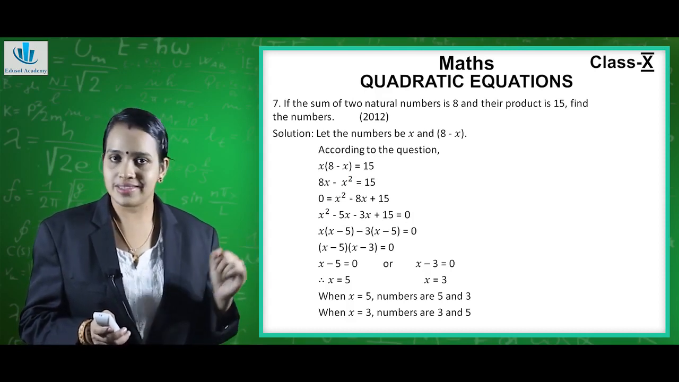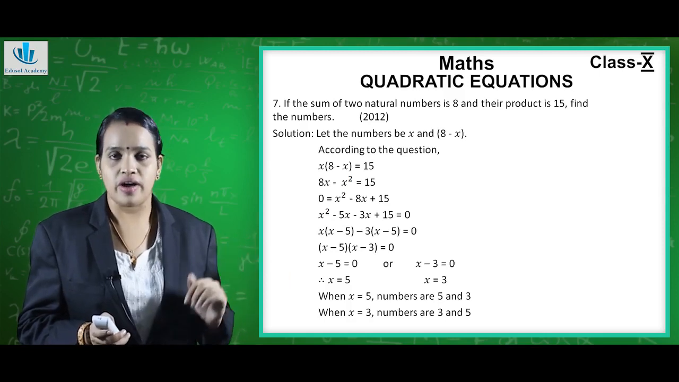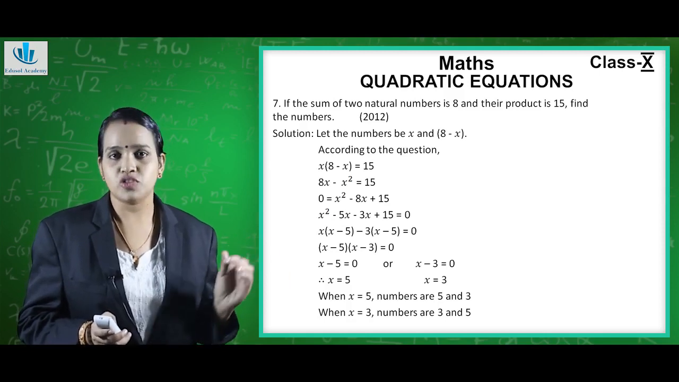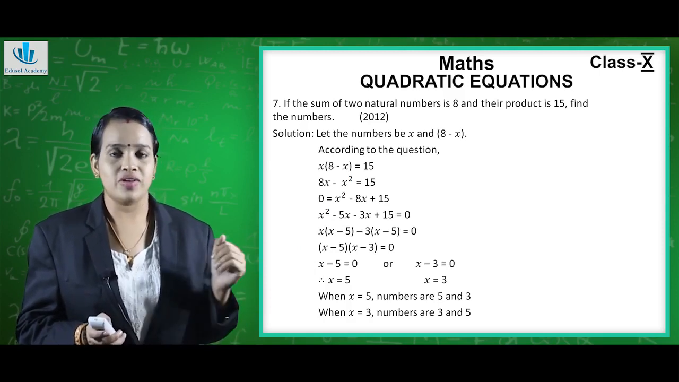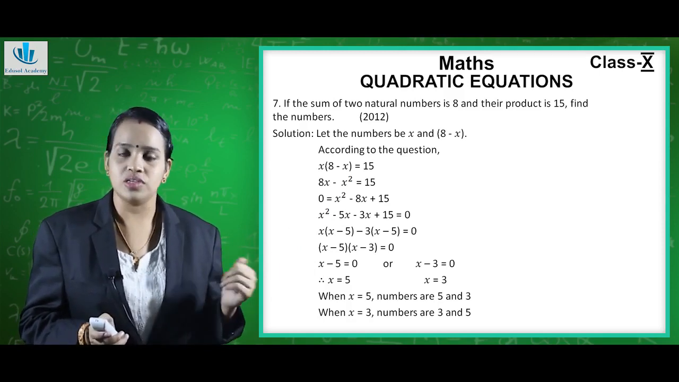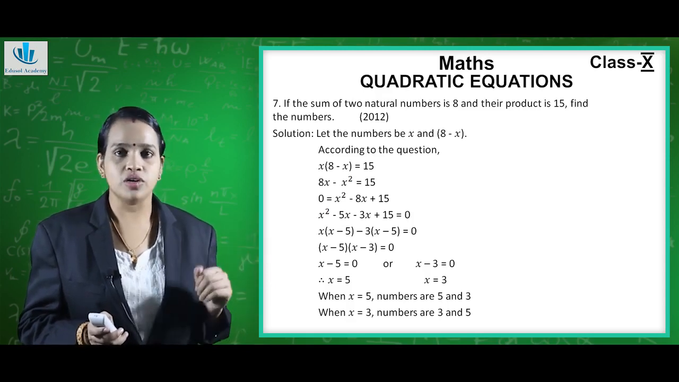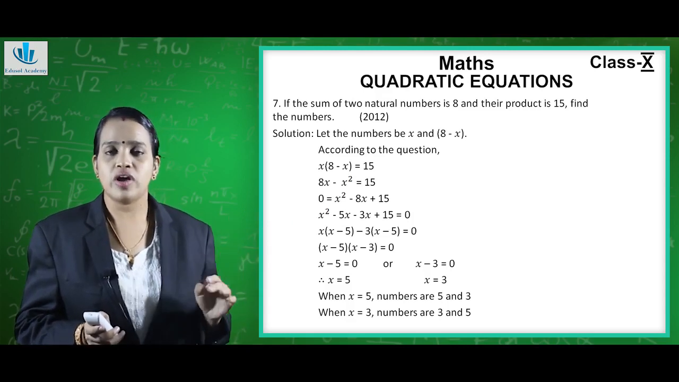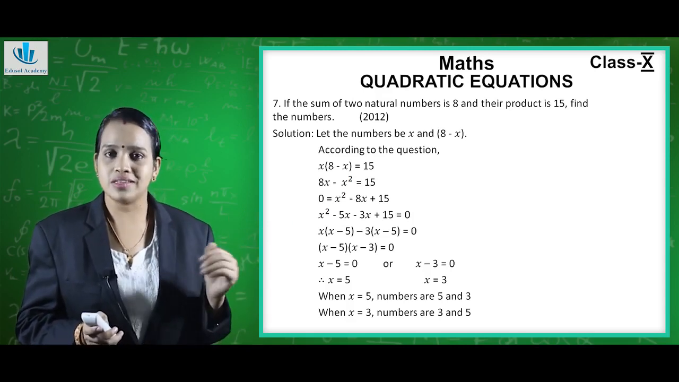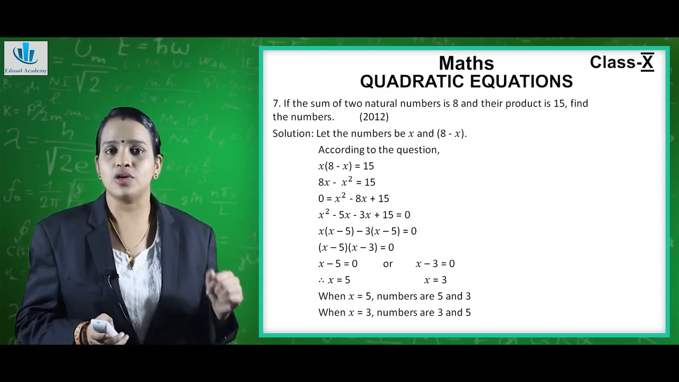Now we can take x as common over here. So it becomes x into x minus 5 minus 3 into x minus 5, which is equal to 0, which means x minus 5 into x minus 3 is equal to 0. So we can say that x minus 5 is equal to 0 or x minus 3 is equal to 0. Now our minus 5 becomes plus 5, so x is equal to 5, and our minus 3 becomes plus 3, so x is equal to 3.